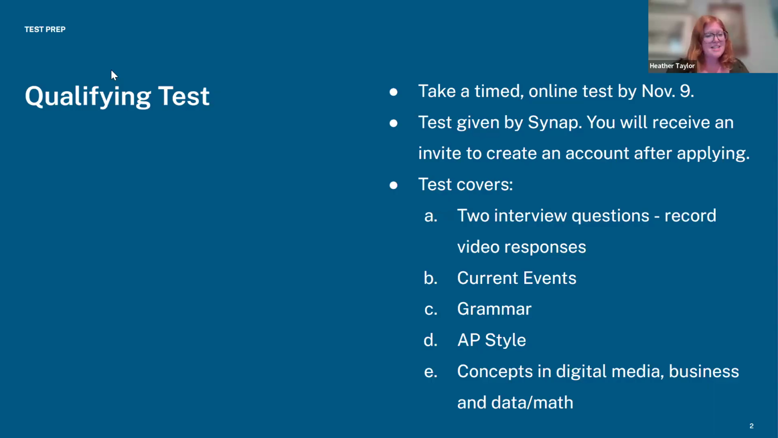And then the rest of the test is scored. It's current events, grammar, AP style, and then key concepts in digital media, business. SEO is also in digital media, and data, like some math questions.